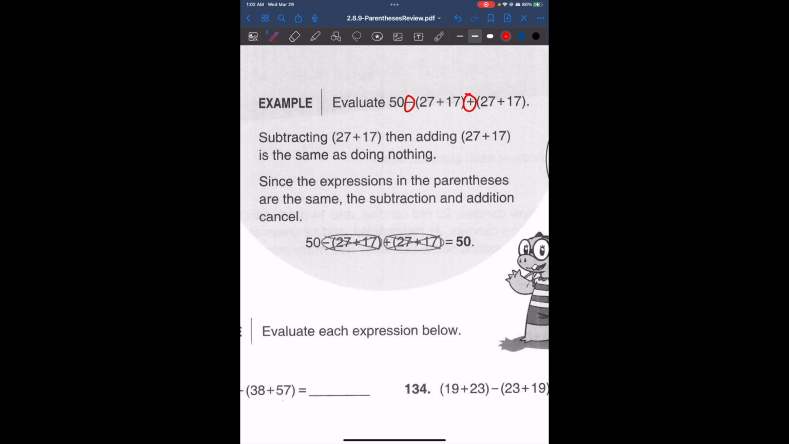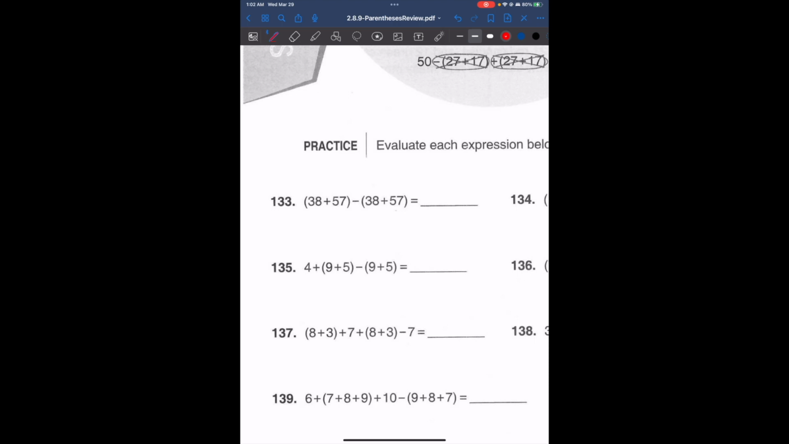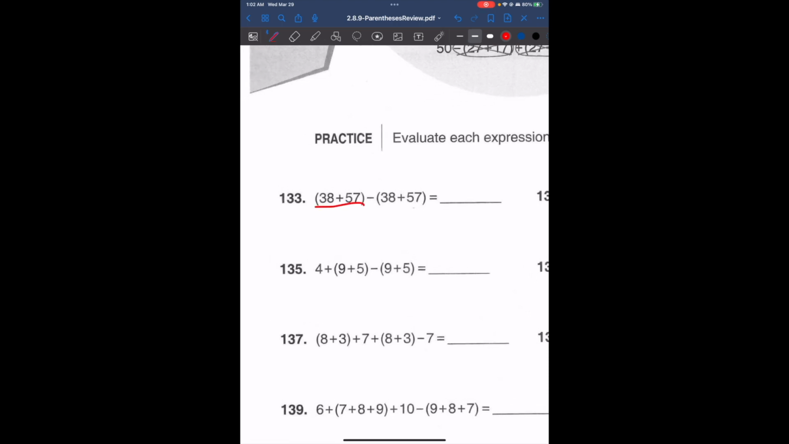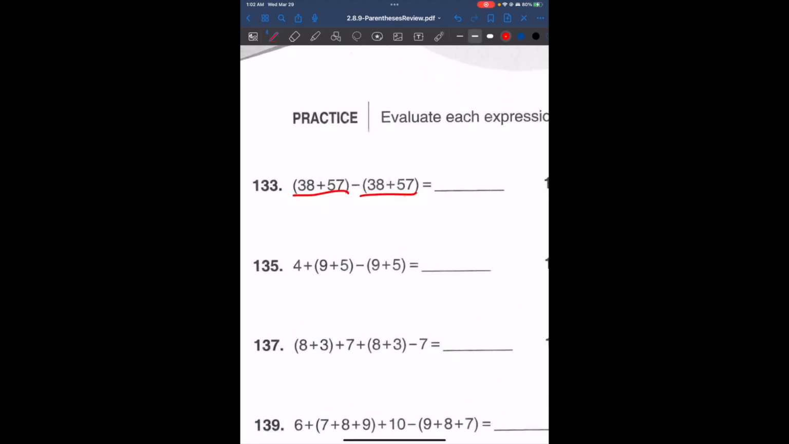So again, this is basically the same thing as what we learned in the previous video of canceling out numbers. Since what's inside the parentheses is the same, we're basically going to consider what's inside the parentheses as one whole number. And so it's going to be same number, but one has a negative sign, one has a positive sign, so they can cancel each other out. So basically that leaves us with 50.